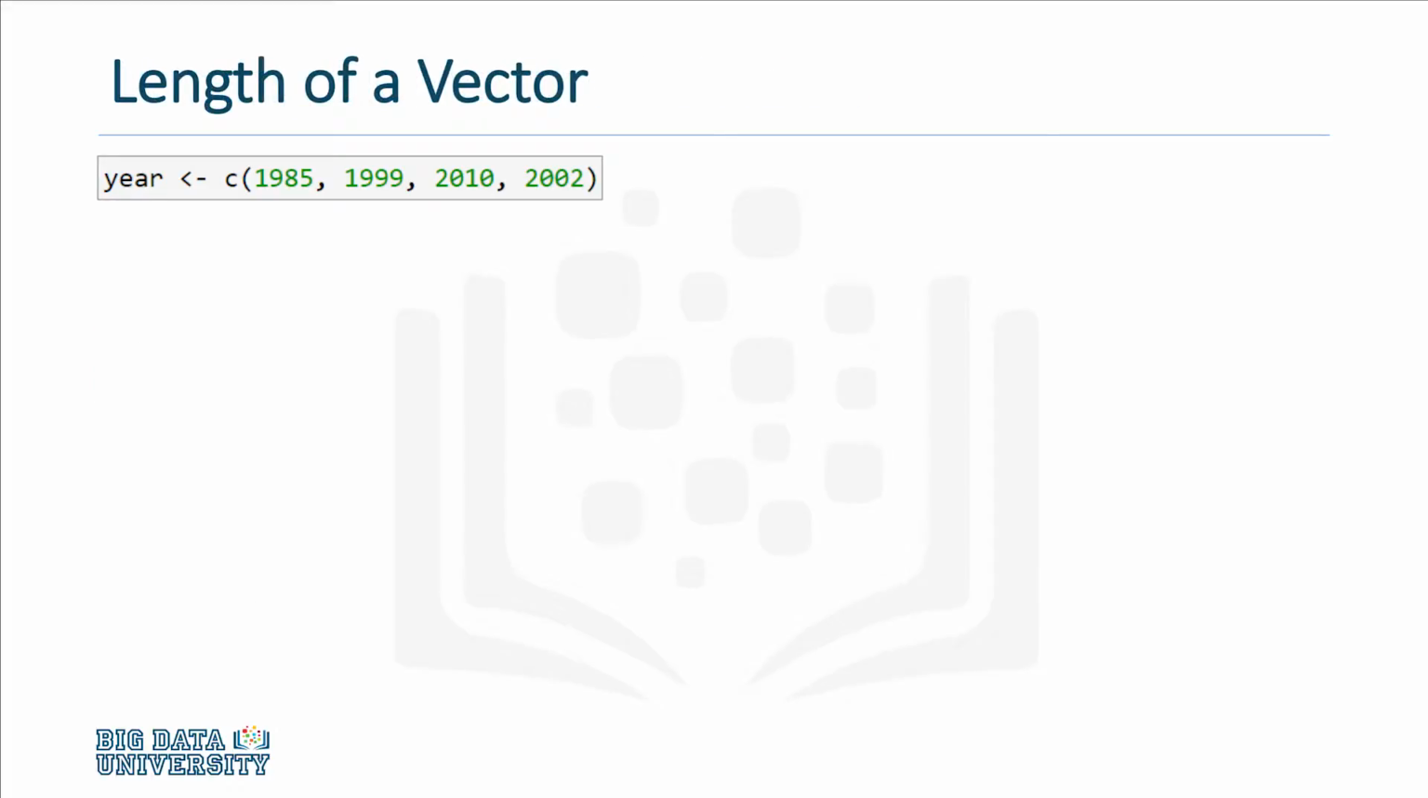Finding the number of elements of a vector is simple. All you need to do is call the length function while passing in the vector as input. As expected, the vector has a length of 4.